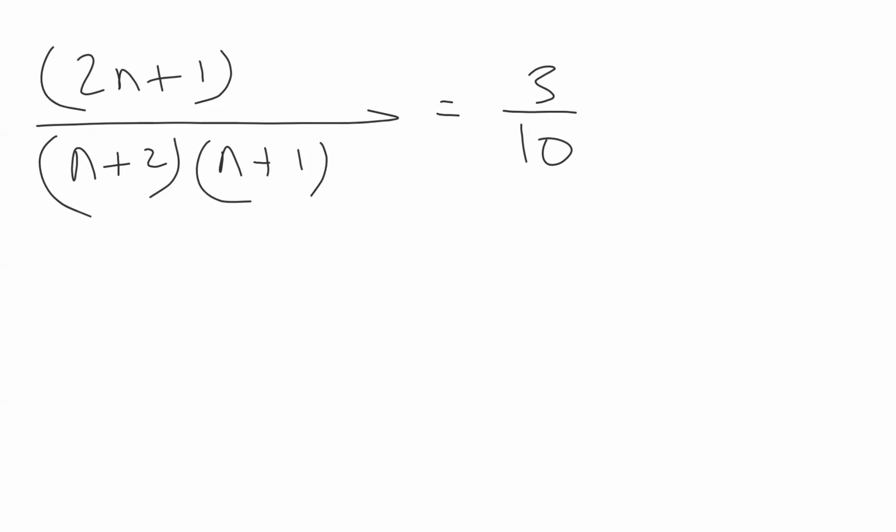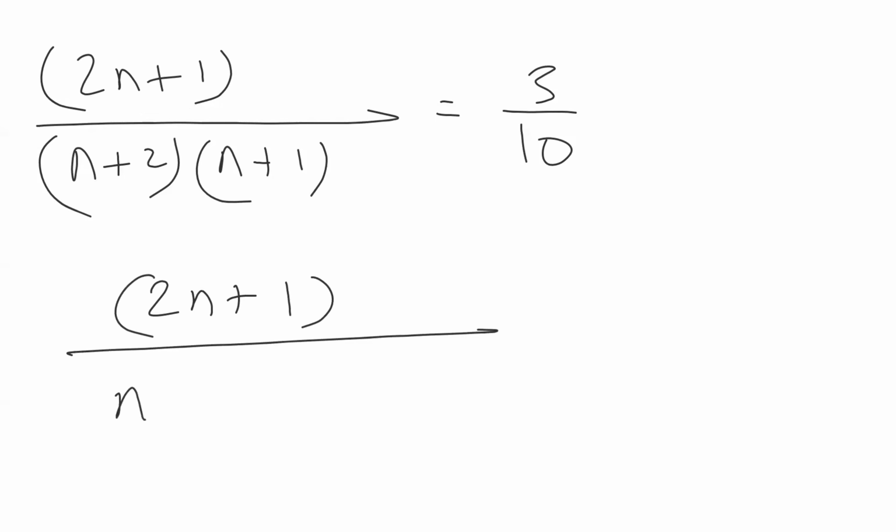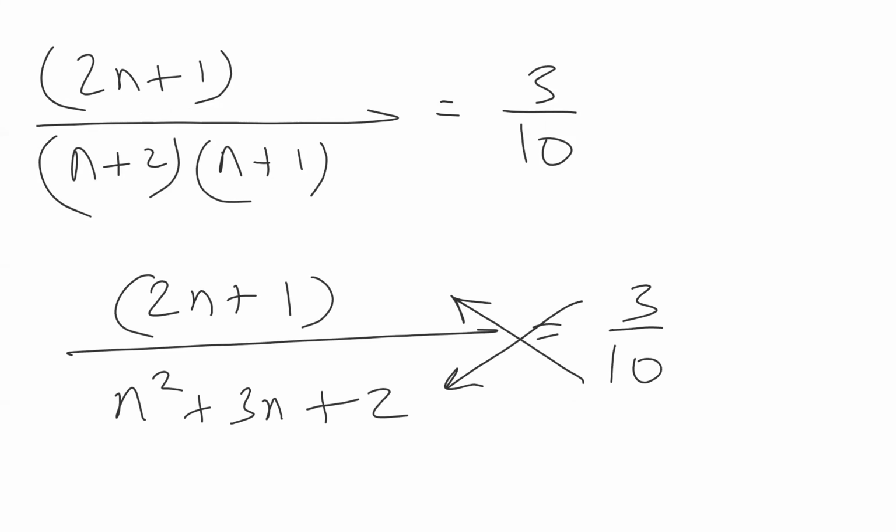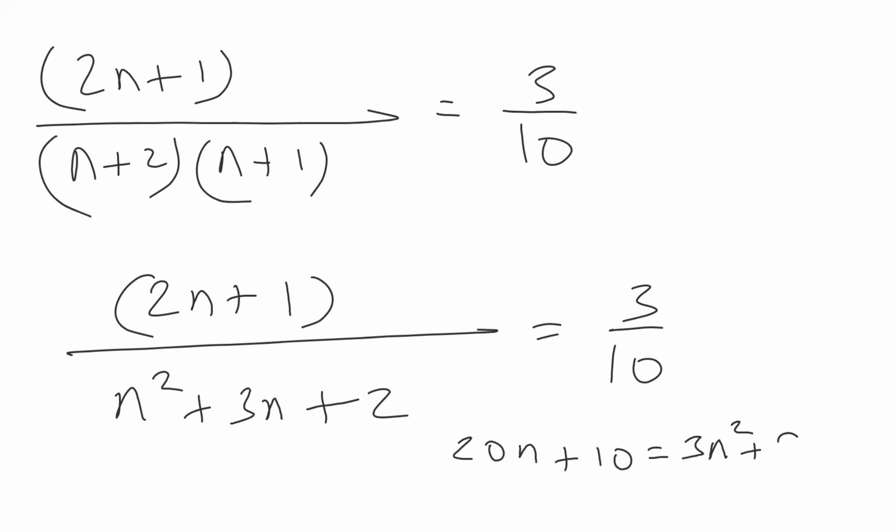So 2n plus 1 upon n square plus 3n plus 2 is equal to 3 by 10. Cross multiply, you'll be getting a quadratic equation. Solve that quadratic equation, discard the negative value and get the value of n. So this will be ideally 20n plus 10 is equal to 3n square plus 9n plus 6. I've cross multiplied.